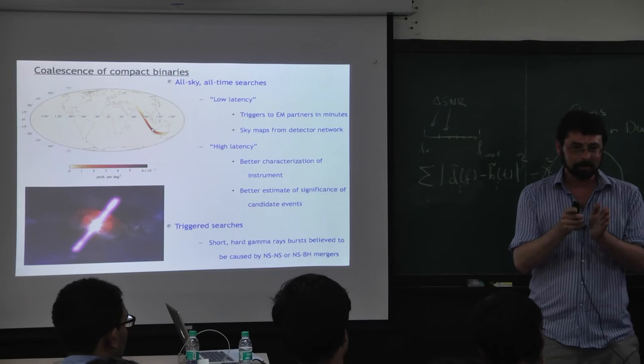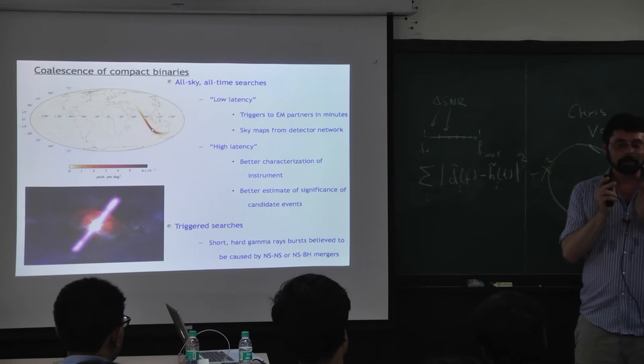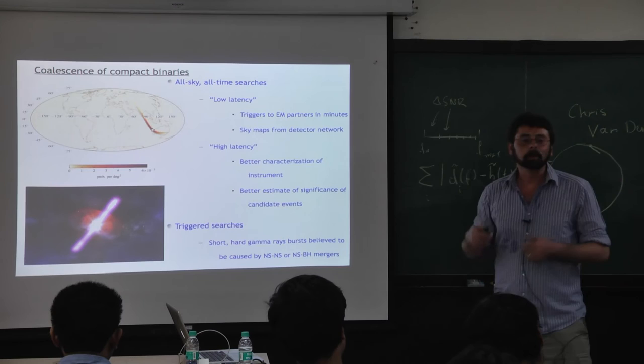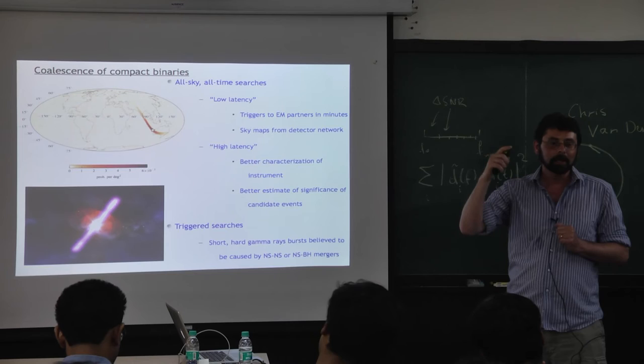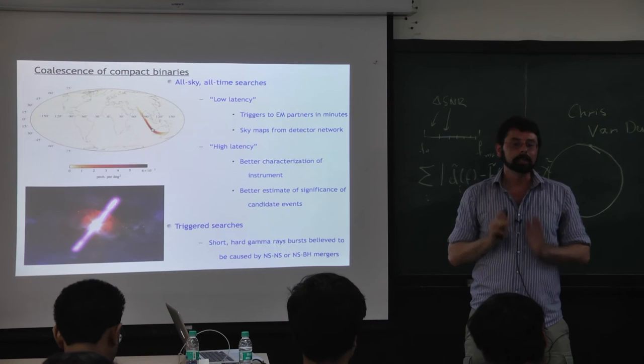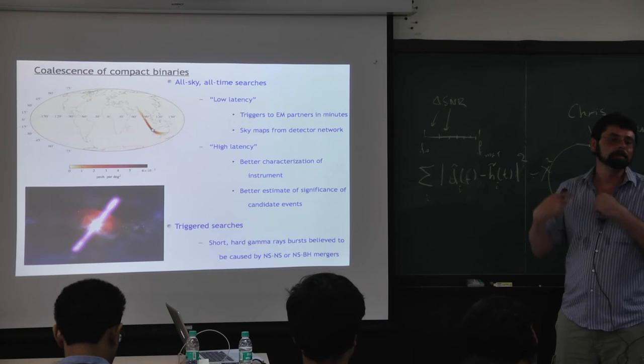There are searches that we do around particular times and no others because short hard gamma ray bursts are believed to be caused by either binary neutron star coalescence or neutron star black hole coalescence. So when the people with the gamma ray satellites say that on that day, at such and such a time, we saw a short hard gamma ray burst, then of course we are going to focus on that time and dig very deep into the data. That is one kind of search, and we call them triggered searches because the GRB is the trigger, basically.